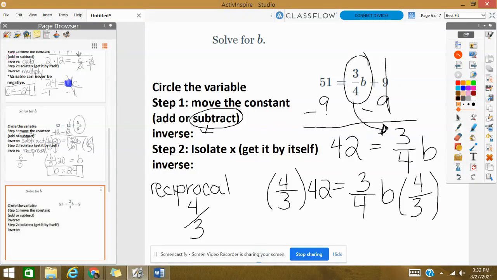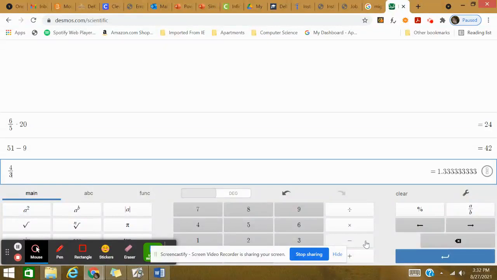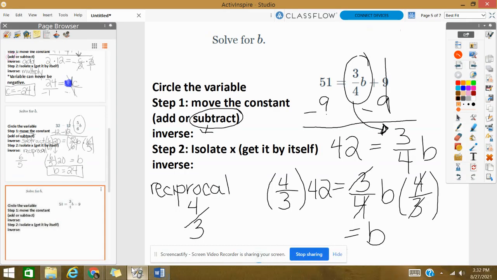Now, on this right-hand side, again, the fractions will cancel. 3 and 3 top bottom cancel. 4 and 4 top bottom will cancel. So on your right-hand side, you're left with just the variable b. And then from here, guys, again, you are able to use your calculator. So 4 over 3 times 42. I'm going to go back to the Desmos calculator. I'm going to hit the blue button to get a new line. 4 over 3, and I'm multiplying that by 42, which gives me 56. So in this case, b is equal to 56.